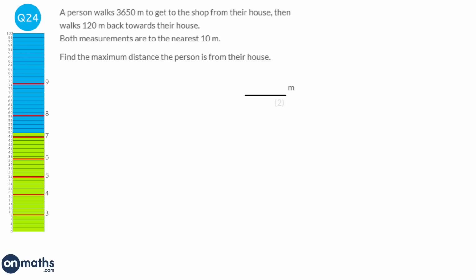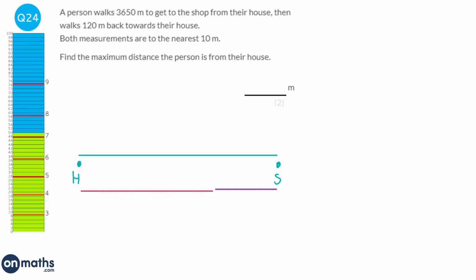So sometimes it's easier just to do a quick diagram to see what's going on. So I'm going to say that the house is here and the shop is here. And so this person is walking to the shop and then they walk back from the shop, but they don't walk as much. And we're looking to see the maximum distance the person is from their house. So we're looking to maximize this distance here. So we want this distance to be the biggest it can be.